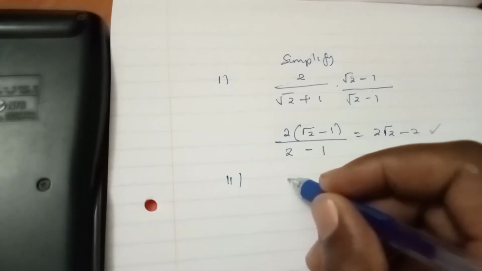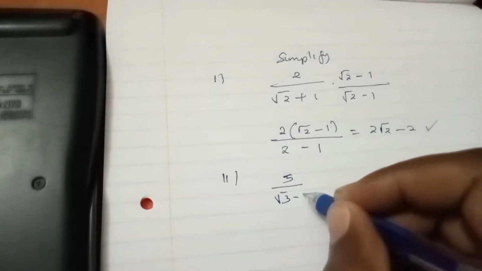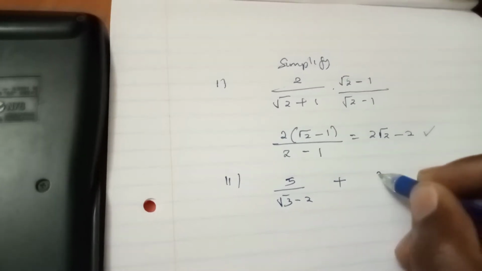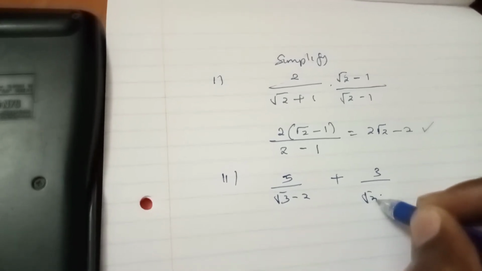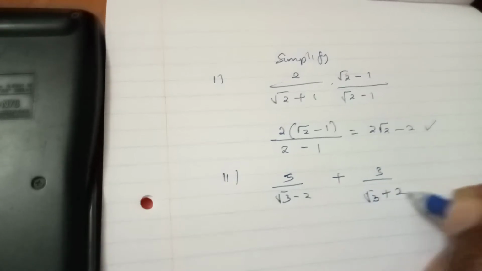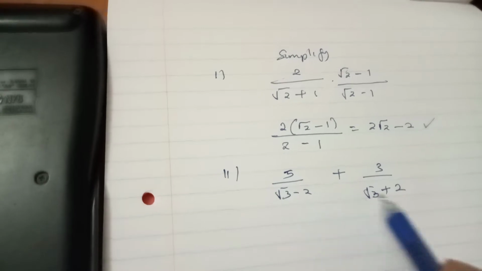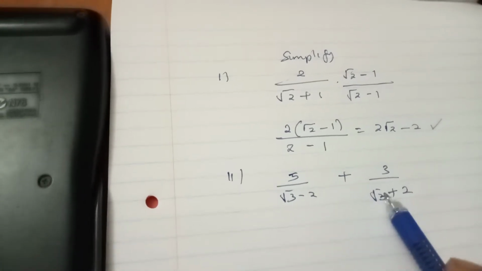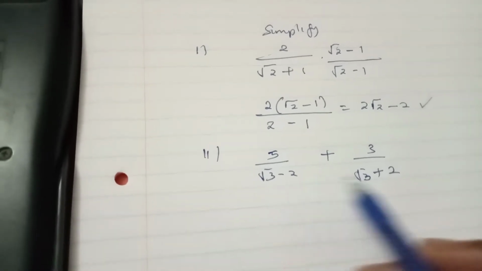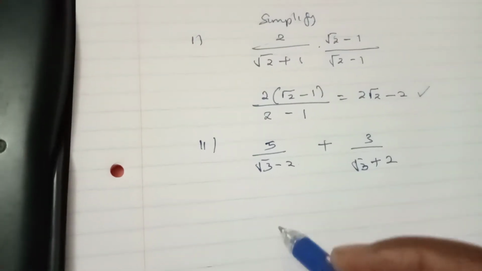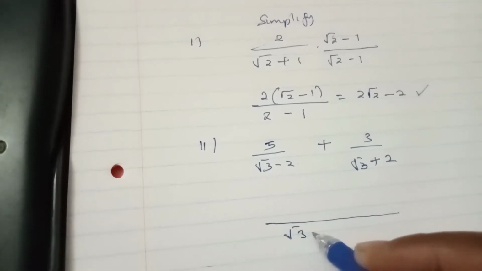So we can do another one which is a bit long. So it involves something like this. 5 over square root of 3 minus 2 plus 3 over square root of 3 plus 2. Okay, you notice the denominator here is square root of 3 minus 2 and here is square root of 3 plus 2. So we are going to solve it by taking the LCM between these two, and that might not be the only method you can use, but I have decided to use that method.